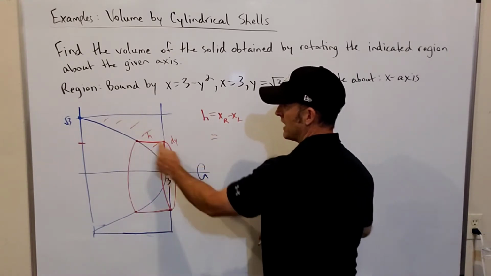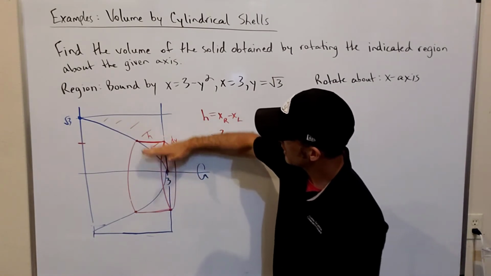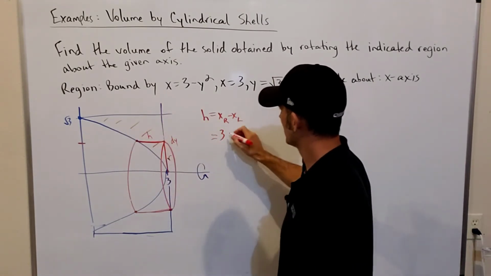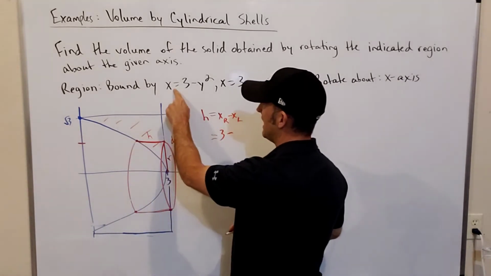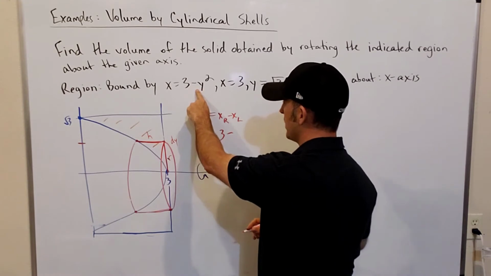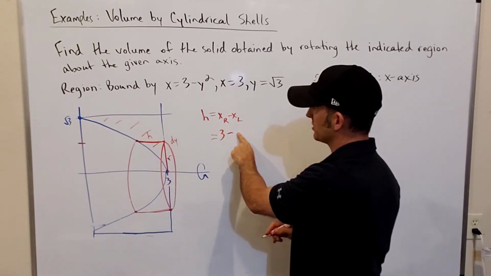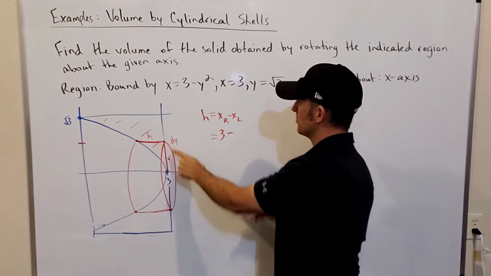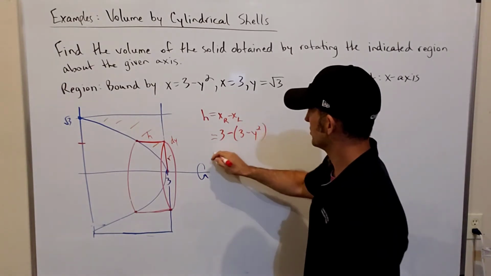So in this case, the right x value is the constant of 3. And you can see that no matter where I sliced in my region, 3 is always the rightmost x value. Minus the leftmost x value is based on the curve x equals 3 minus y squared. So I could put x here, or I could put 3 minus y squared, right? Those are the same thing. They're equal to each other. But I need it in terms of y, so I'll do 3 minus y squared as my leftmost x.